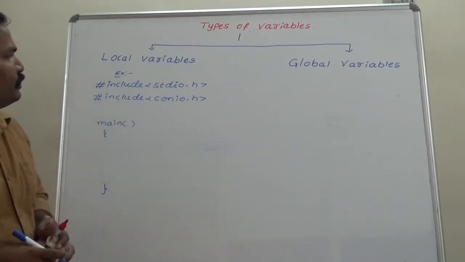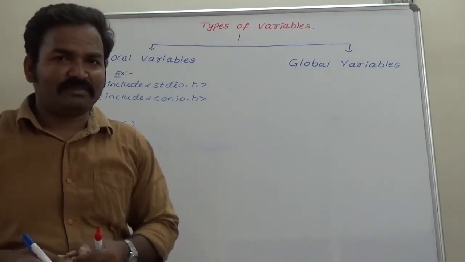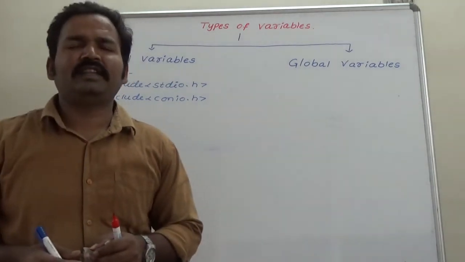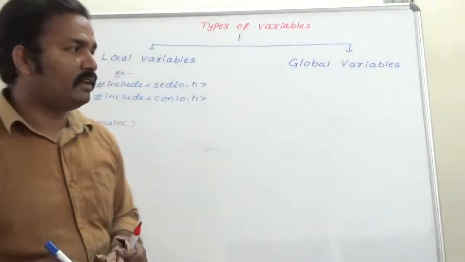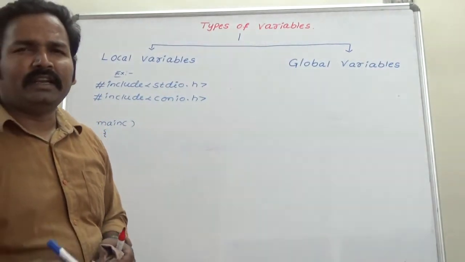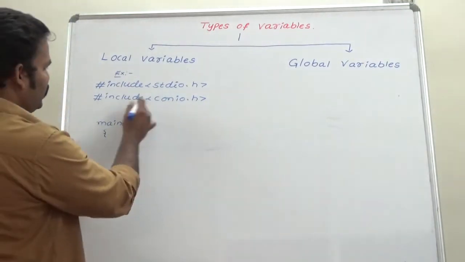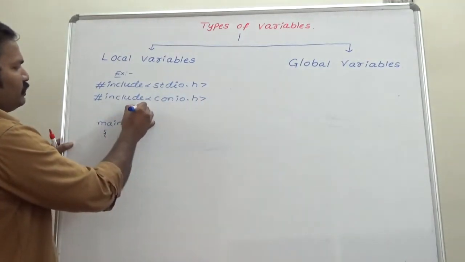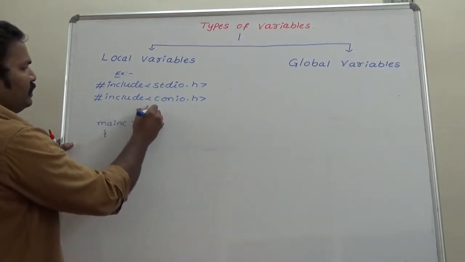Right. In this program, I want to create one user defined function. A user defined function has three elements: function declaration, function call, and function definition. Every function must be declared before it is used in a program. So here I am declaring one function. The function name is display.